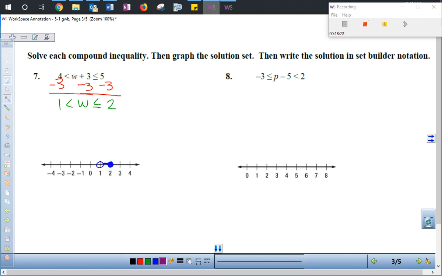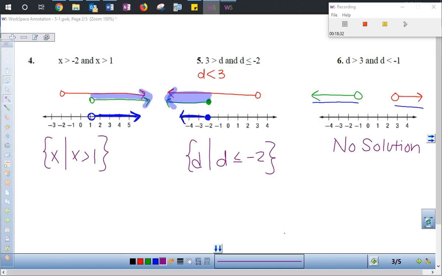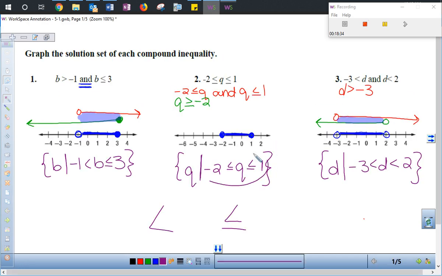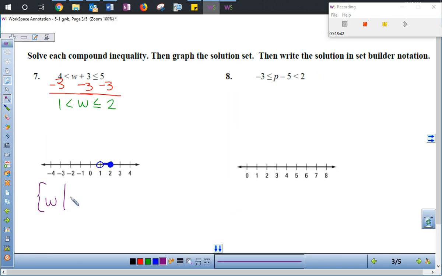Finally, we just write it in set builder notation. So the set of all W's such that, and if you'll notice on number 2, when we wrote our set builder notation, this guy right here ended up being the exact same as this guy right here. So when they give it to you like that, you can just bring it straight down.